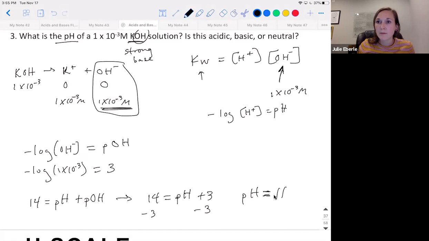So you can do it either way. You can use pOH and pH equals 14, or you can use KW. Your choice, whichever way you like. Questions on what we just did?